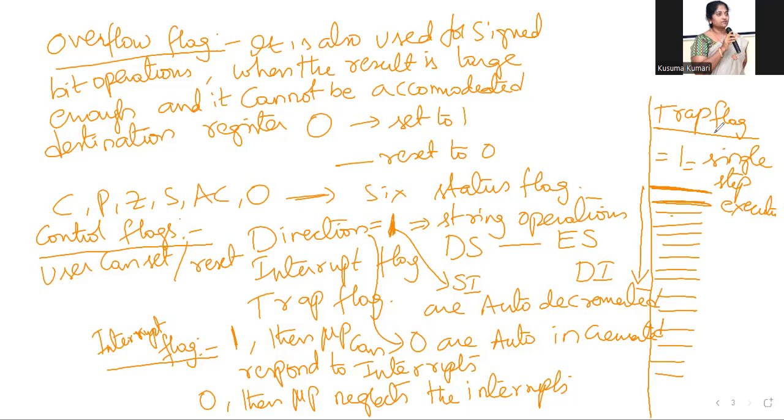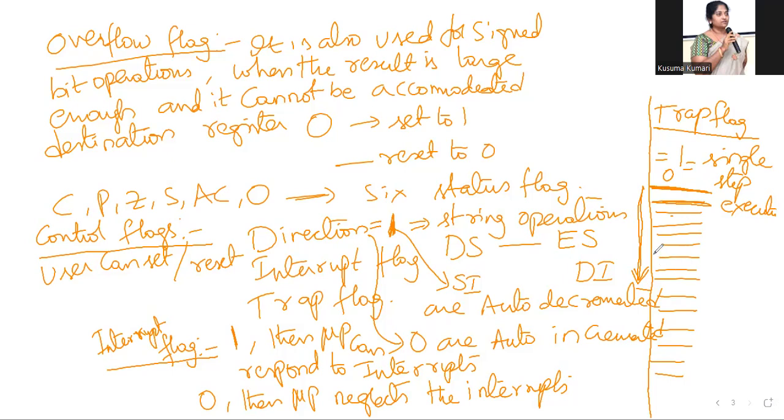Whereas if the trap flag is equal to 0, then normal execution is possible. The instructions can be executed one after the other. So this is about the flag register.